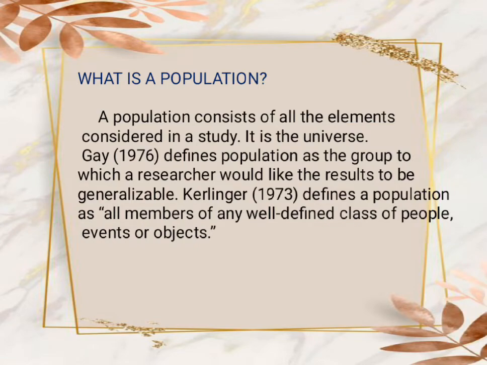What is a population? A population consists of all the elements considered in a study. It is the universe. Gay defines population as the group to which a researcher would like the results to be generalizable. Kerlinger defines a population as all members of any well-defined class of people, events, or objects. So the population can be a group of individuals, objects, events, and organizations.